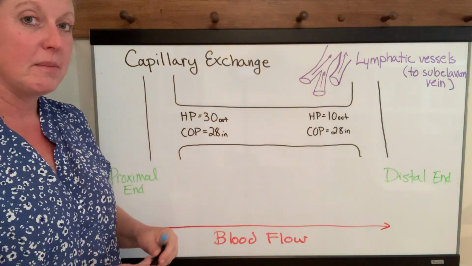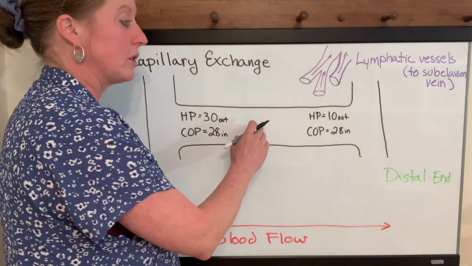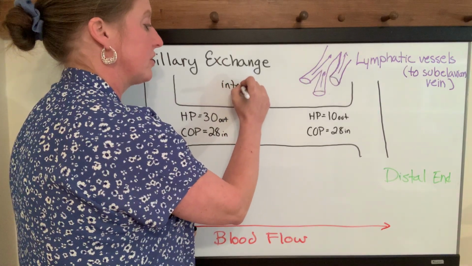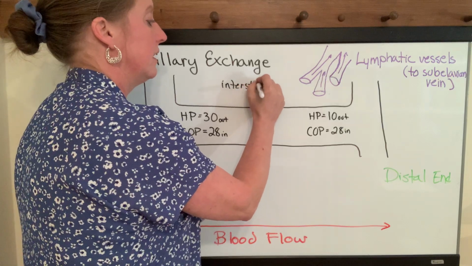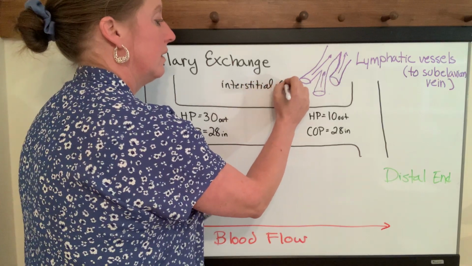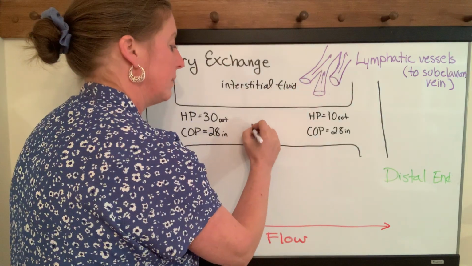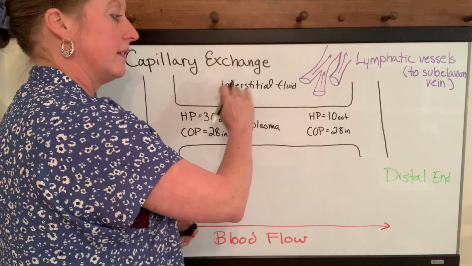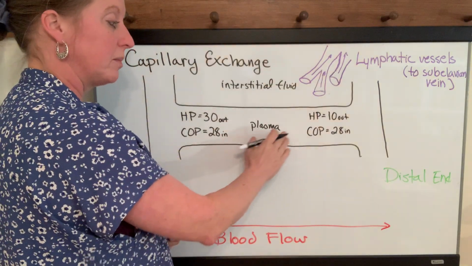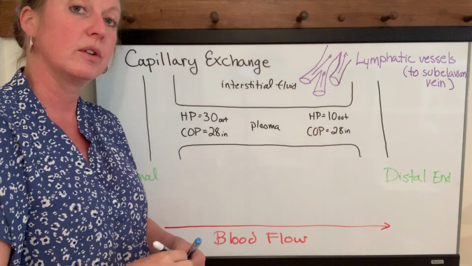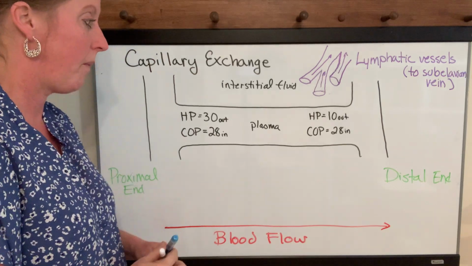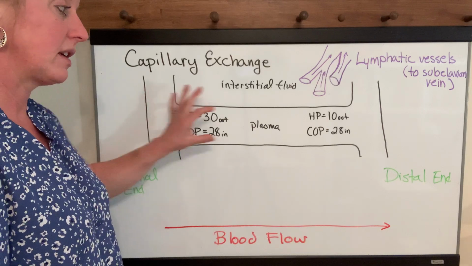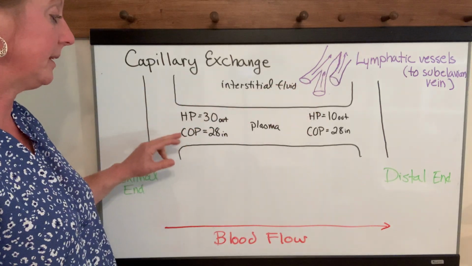All right. So I mentioned also before that when we're talking about capillary exchange, we're talking about an exchange between the interstitial fluid and the plasma. So the interstitial fluid is outside of the capillary and the plasma is inside the capillary, and we're going to look at what happens to fluids as they move through. Now you'll notice that I've written some pressures and numbers in the proximal and the distal end of the capillary.